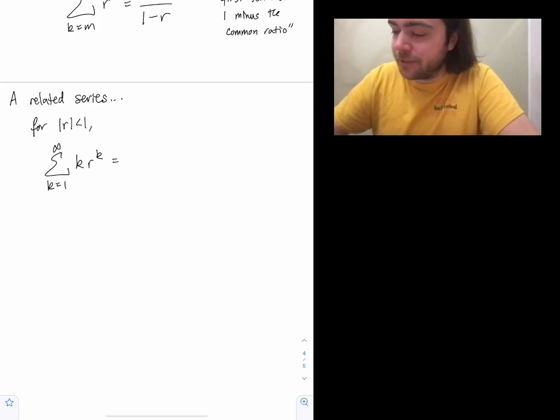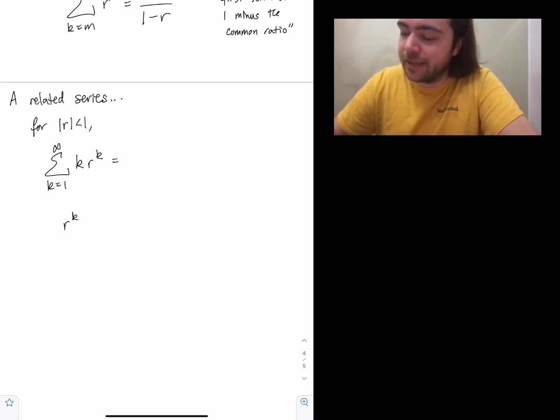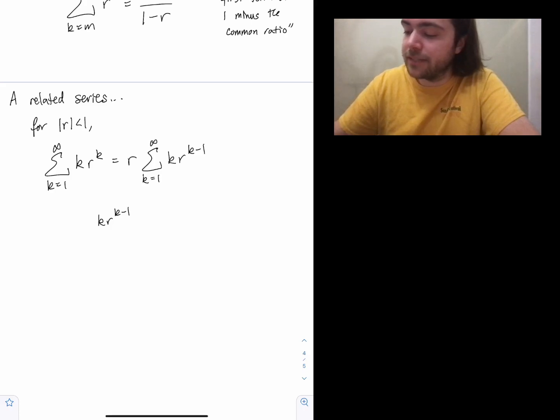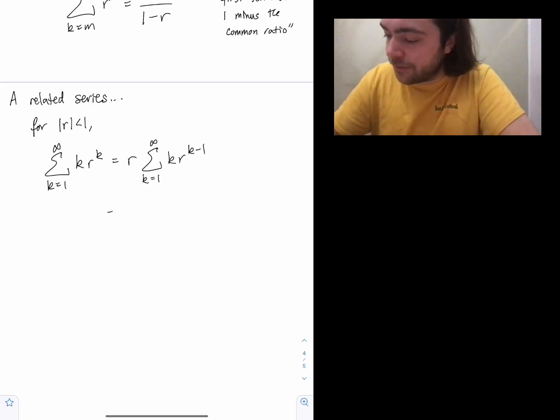Well, what can we do? Look at this inner part. Doesn't that remind you of taking the derivative of r to the k? If I differentiate r to the k, I get k r to the k minus 1. Well, this is pretty close. How can I make those summands look more like this? I can just factor out an r. I'll pull one of those r's outside. I get r times this sum, k times r to the k minus 1. I took one of the r's outside. Now that looks exactly like our derivative, so I'll express it in that form. This is just the derivative with respect to r of r to the k.